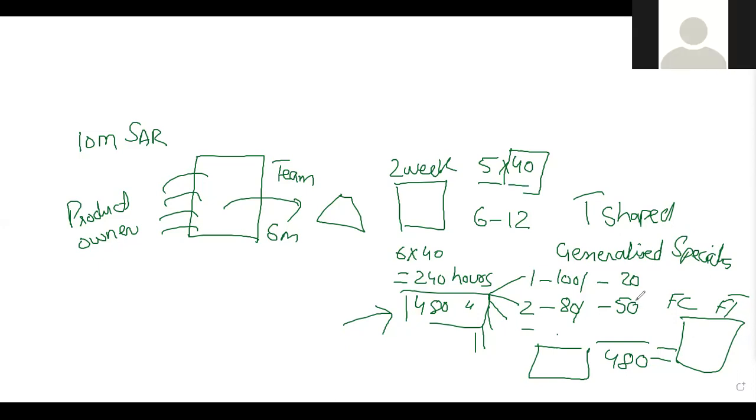Actually, the general idea which we have in our mind regarding agile is that nothing is certain. We don't know what we are going to do, but we have the number of hours, right?